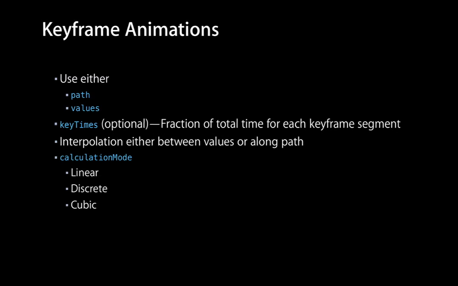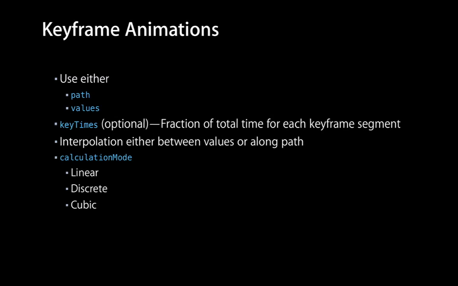So how do you set up keyframe animations? Well, a keyframe animation class uses either a path or a value. A path is a CGPath, and if you use the path property, then the control points of the path will be used as the keyframes, or you can explicitly set a whole bunch of values. And there's an optional property, key times, which lets you override the default timing. The default timing, I think, is linear, so this will let you change the timing. So you can have a long delay before going to the first keyframe and then very short to the next one. And these are numbers that go from 0 to 1, fraction of the total time for each keyframe segment.